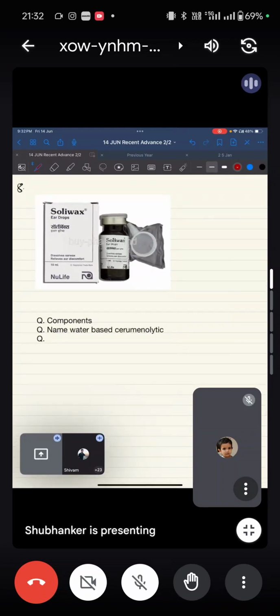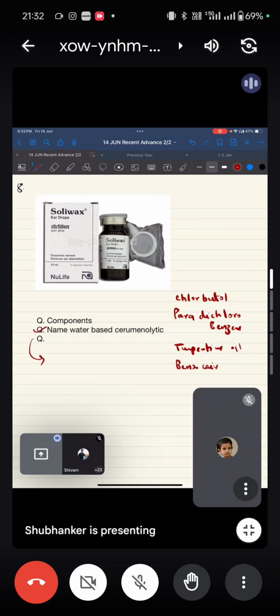So 2-3 components are there which you should remember. The one is chlorbutol. The second one is para-dichlorobenzene. There is turpentine oil and benzocaine also. Okay?